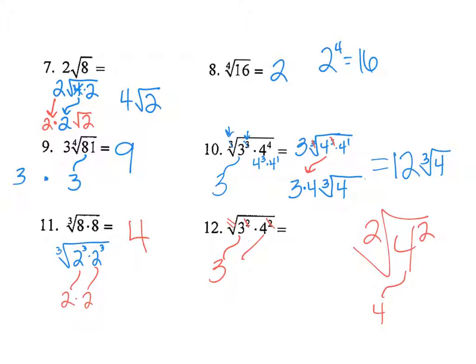But I don't write my little 2 ever. I'm never going to put this 2 here in this little crease. It is implied that when it is blank, it's just a 2. It's a square, 2. The answer to number 12 is 3 times 4. They both come out. The 3 comes out and the 4 comes out. My answer to number 12 is 12.